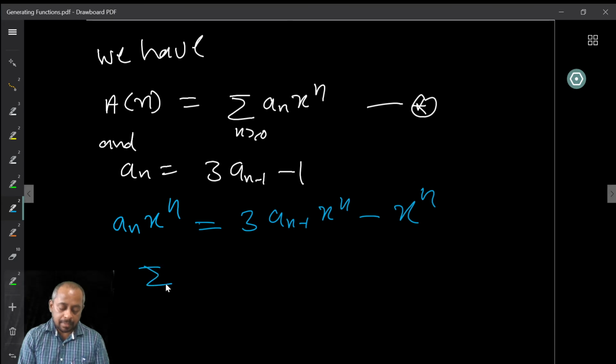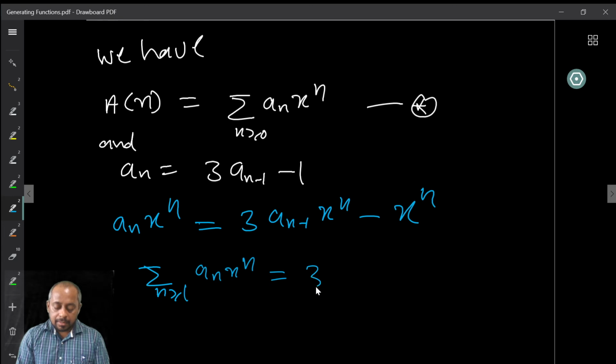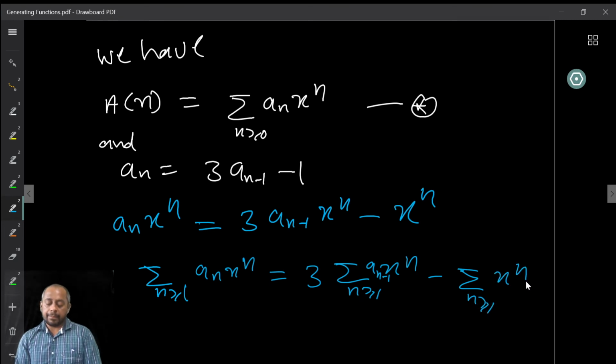Therefore we can say that summation n greater than or equal to 1 of an x raised to n is equal to 3 times summation n greater than or equal to 1 of an minus 1 x raised to n minus 1 into x, or in fact, I can take 1 x out, let us do that later, minus summation n greater than or equal to 1 of x raised to n.